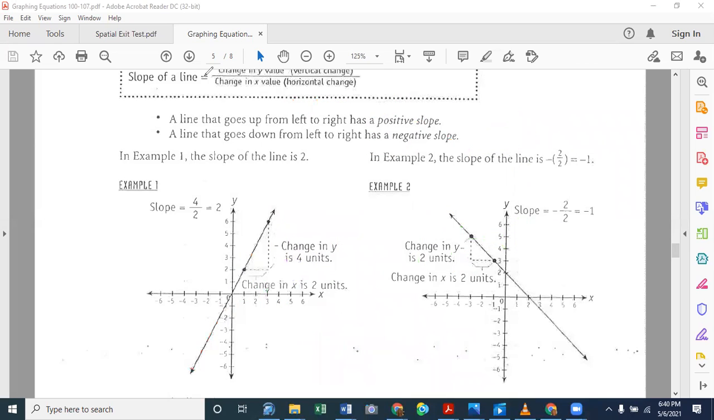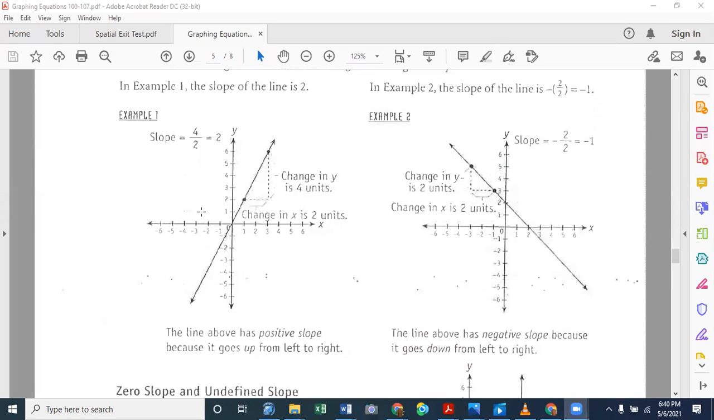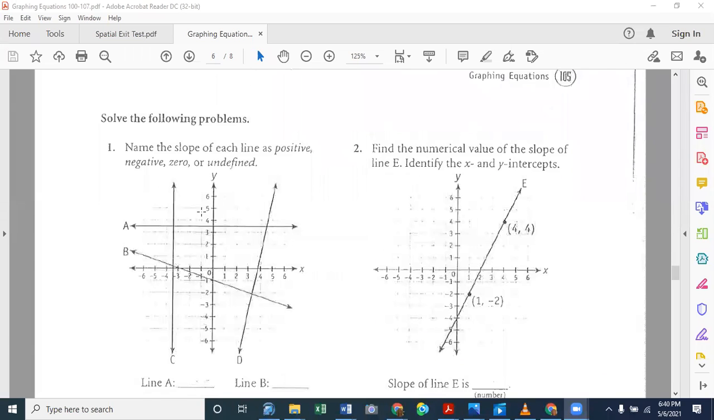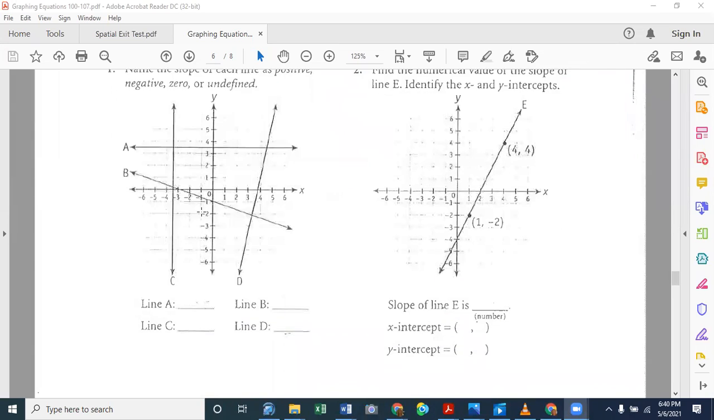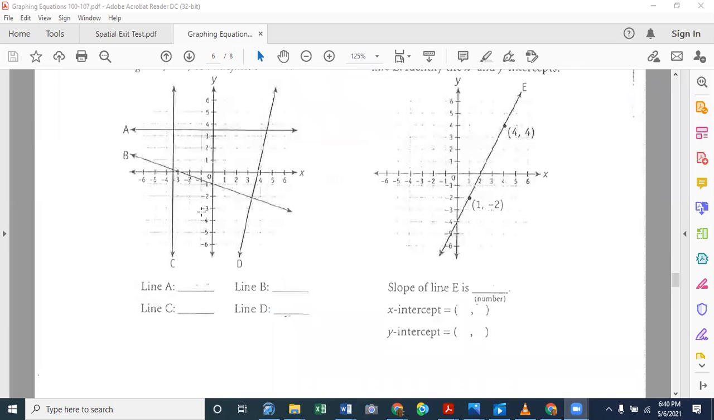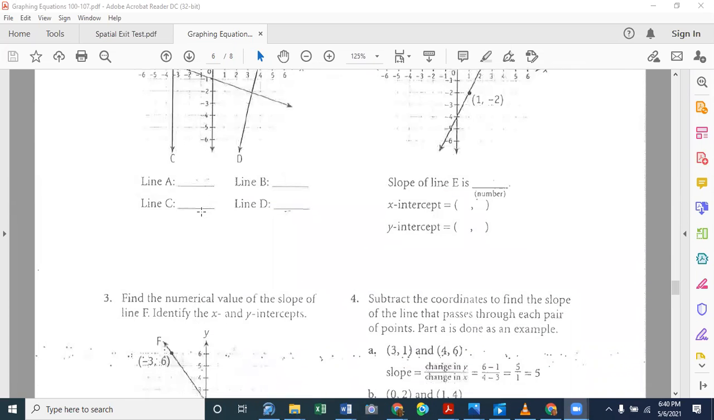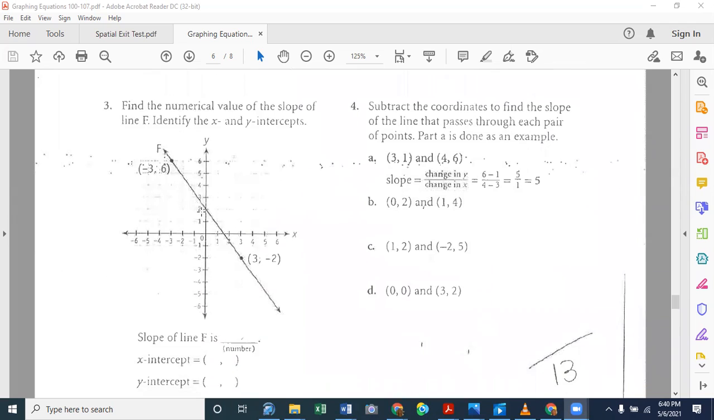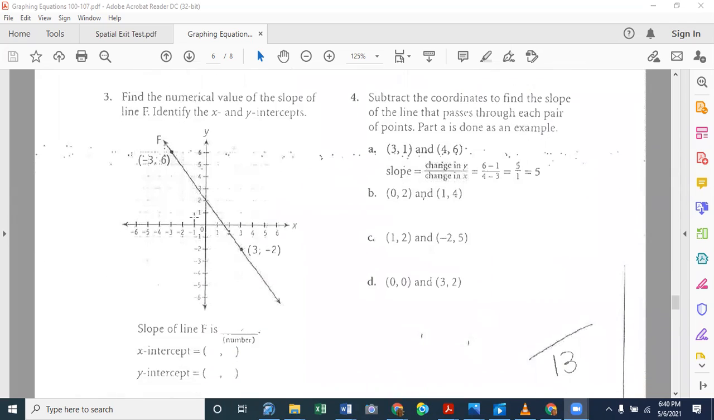Okay, so you get an opportunity, I believe, coming up here. This talks about the zero and undefined slopes and the types of slopes, the positive and negatives, and the y and the x-intercepts. So we talked about all that. Now they want you to actually find the slope in number 3. Not only do they want you to find the slope, they want you to find the x-intercept here, and they want you to find the y-intercept right in here.